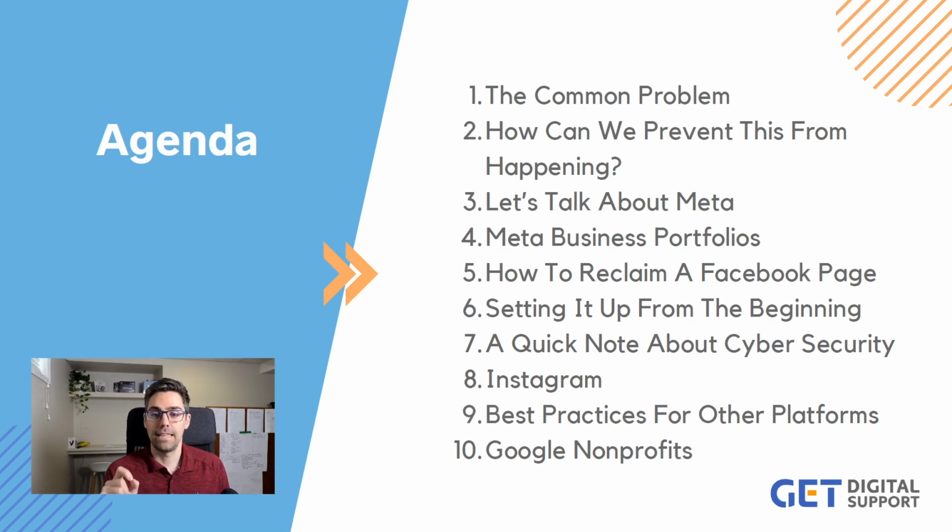And then number six is setting it up from the beginning. Basically, if all else fails and you just have to start new, here's how you need to do it. And again, that's for Instagram, Facebook and Instagram together through Meta Business Suite. And then number 7, we're going to talk about cybersecurity just a little bit, especially in Facebook, and how we can protect ourselves from a certain type of attack that's very common there.